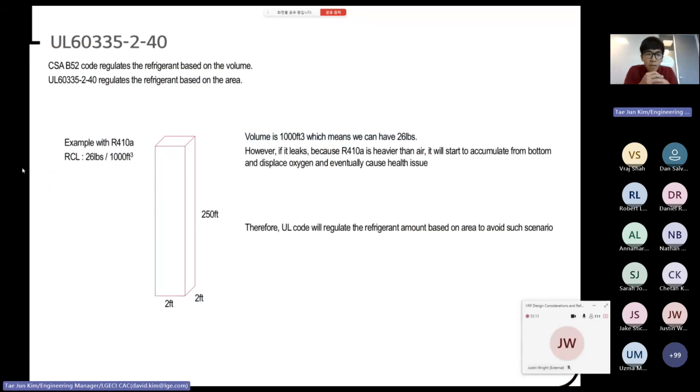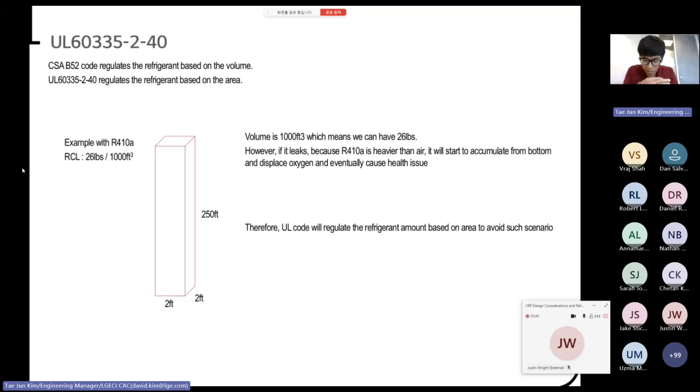Basically, the CSA B52 code talks about the volume. So with R410A, it's 26 pounds per 1,000 cubic feet. But for a very over-exaggerated example, consider a room 2 feet by 2 feet, 250 feet high. That is going to be 1,000 cubic feet. Based on the releasable charge limit, we can have 26 pounds leaked into this room.